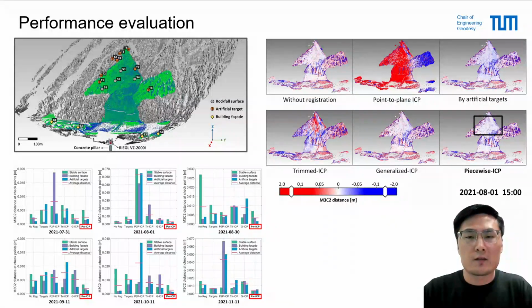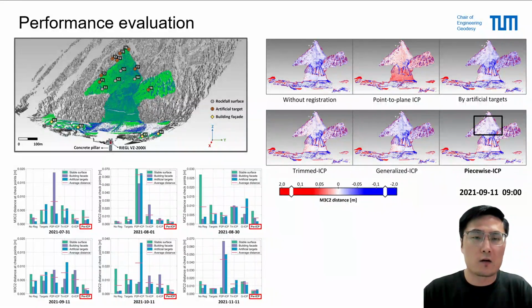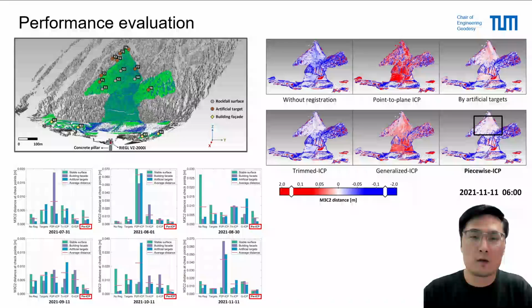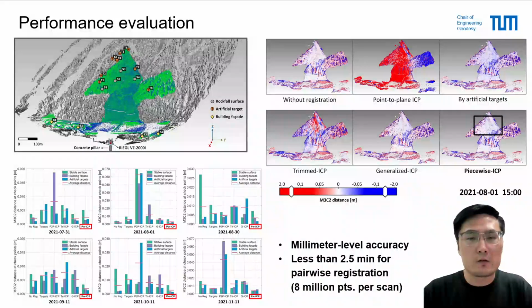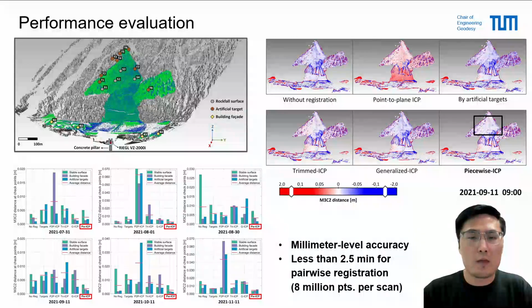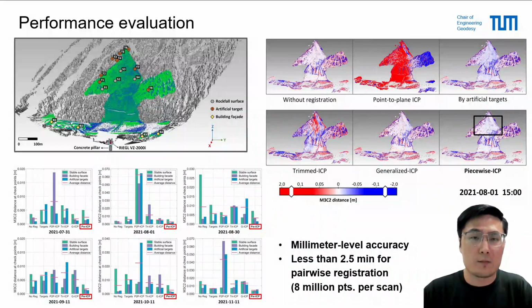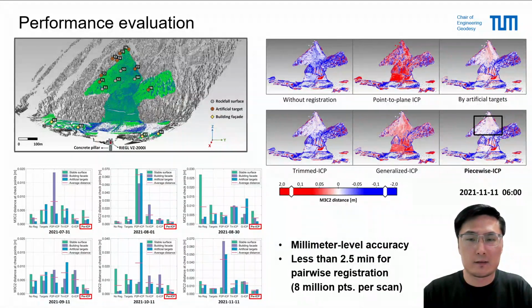To evaluate the registration performance, we applied our workflow on a real 4D point cloud dataset from a permanent laser scanning system for this landslide monitoring. The experimental results showed that our method could achieve millimeter level registration accuracy, which is better than the existing robust ICP variants and even the target-based strategy. And the pairwise registration in this dataset only takes around 2 minutes.